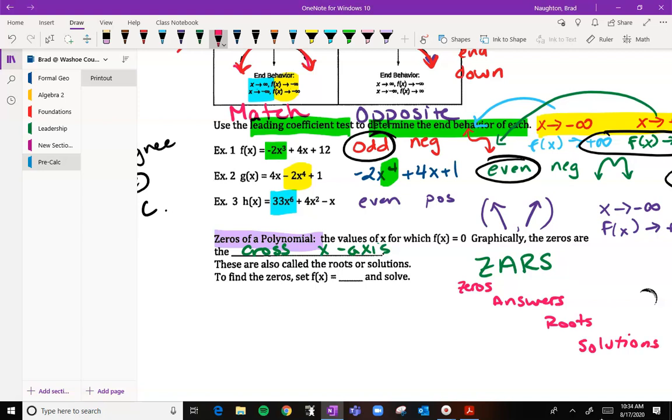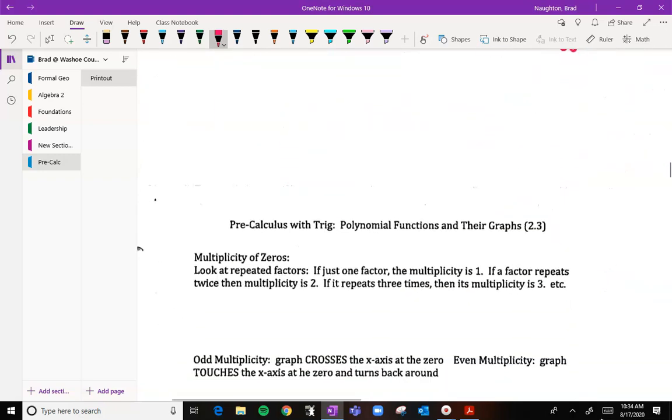Okay? To find our zeros, we're going to set f of x equal to 0 and solve. We call this the zero product property, which is kind of interesting. Because if you take two numbers and you multiply them to get 0, okay, either A or B has to be 0. Okay? And we'll come back to that in just a second.